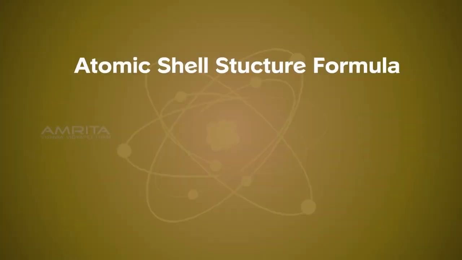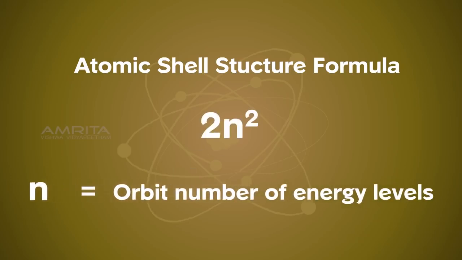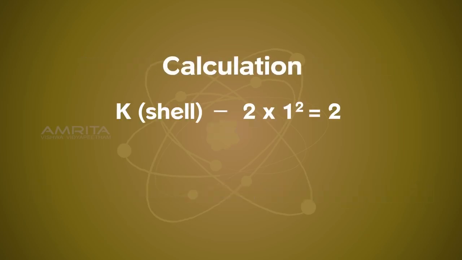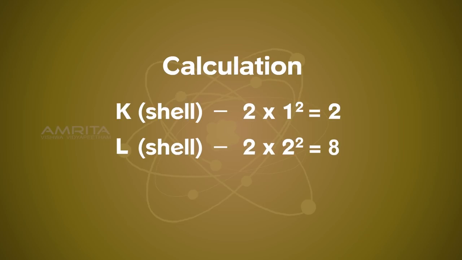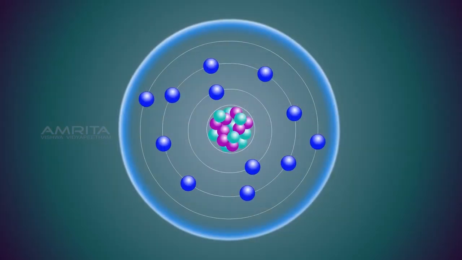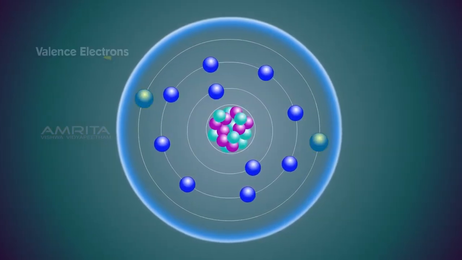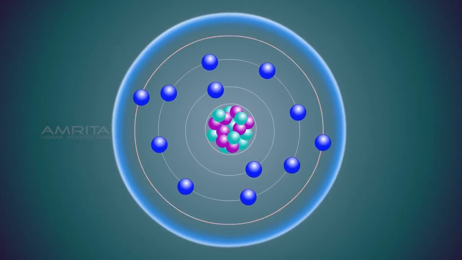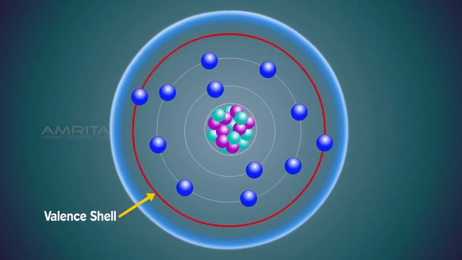The maximum number of electrons present in a shell is given by the formula 2n², where n is the orbit number or energy shell. The first orbit or K shell can have 2, the second orbit or L shell can have 8, and the M shell can have 18 electrons, etc. The electrons present in the outermost shell of an atom are called valence electrons, and the shell which valence electrons occupy is called the valence shell.